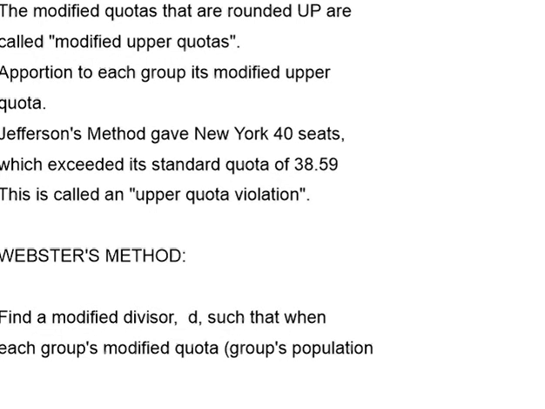Jefferson's method gave New York 40 seats, which exceeded its standard quota of 38.59. This is called an upper quota violation.